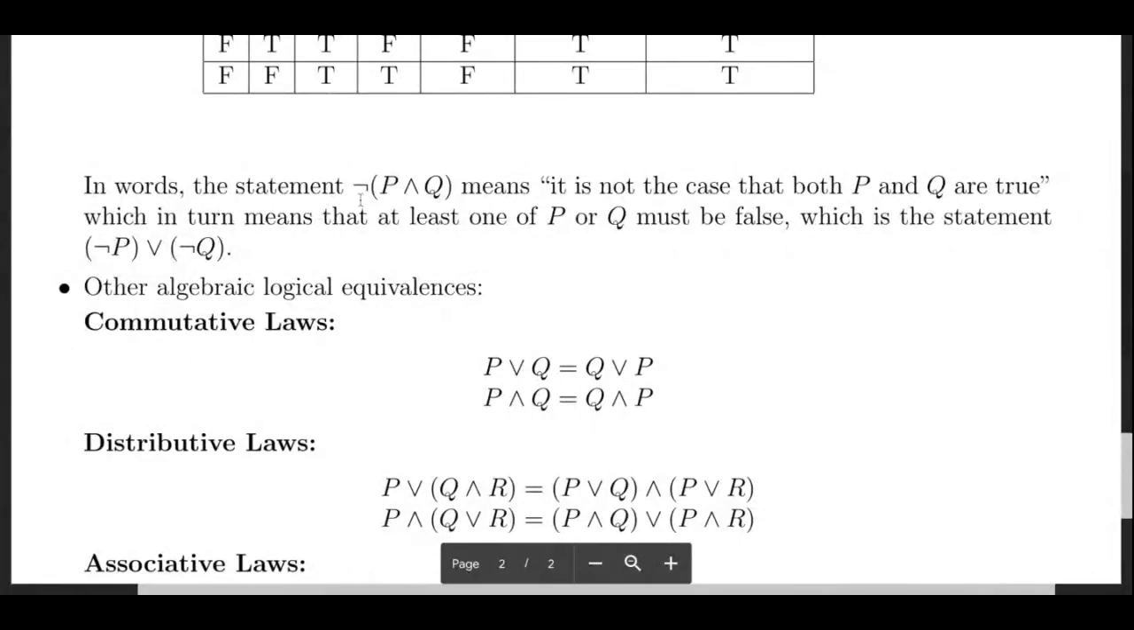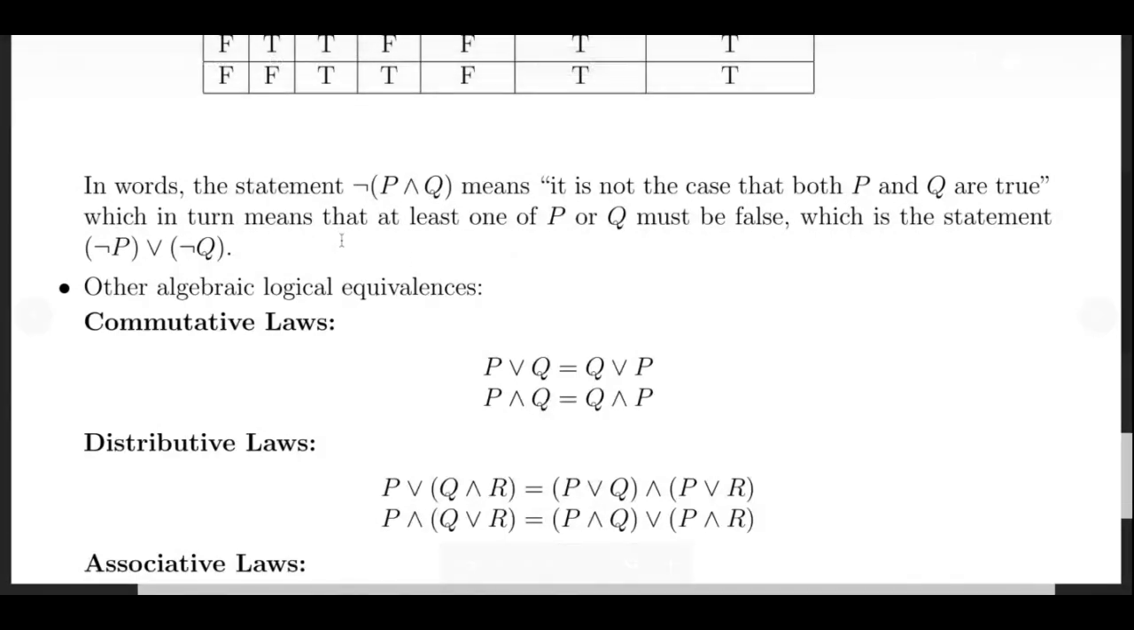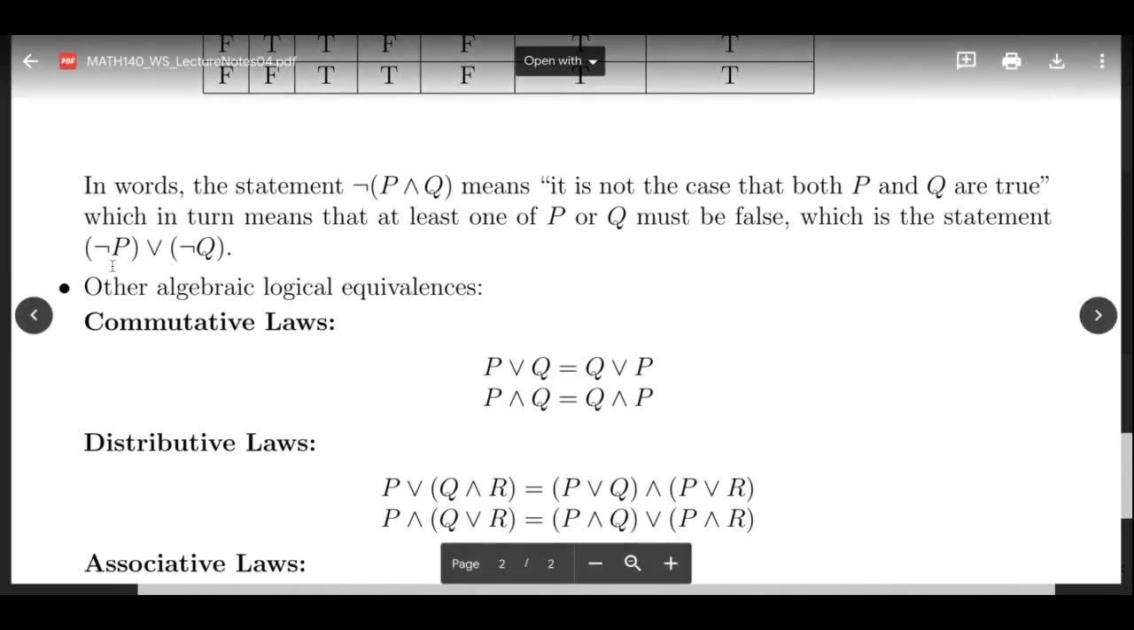So in words, the statement not (P and Q) means it is not the case that both P and Q are true. Which in turn means at least one of them must be false, which is the statement not P or not Q.